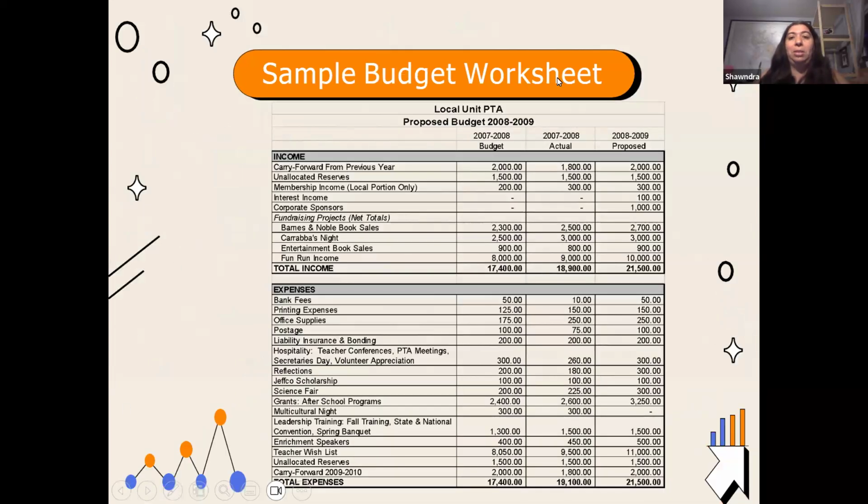So this is a sample budget worksheet. This example shows the school year 2007 to 2008, what was budgeted versus the next column, which shows what was actually spent that school year. And so those numbers were used to help create a proposed budget for the 2008-2009 school year.